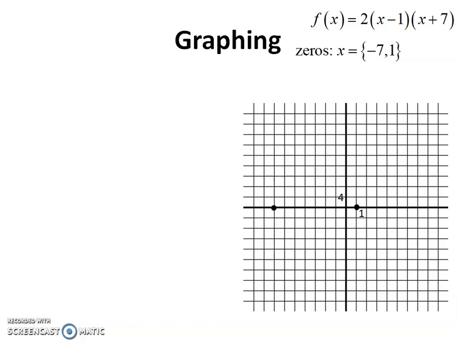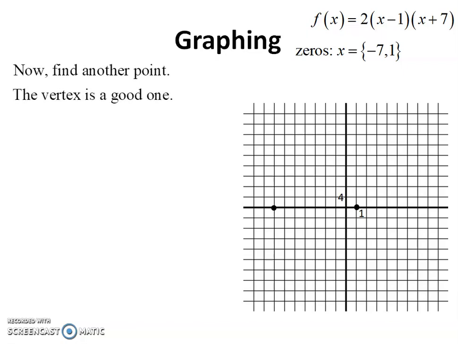The zeros here are -7 and +1. I graph those right away. And then you need at least one other point. If you use the vertex, then having 3 points is sufficient when you're graphing this method. So the vertex is a good one to use. How do I find the vertex?